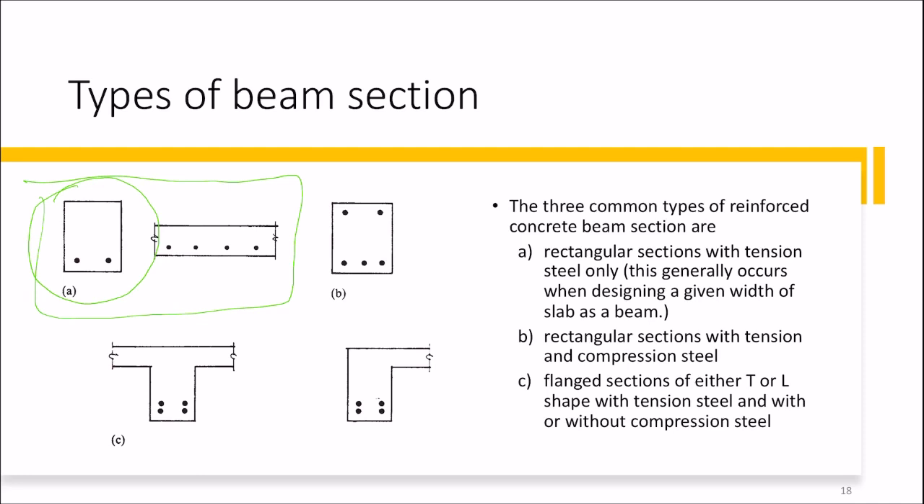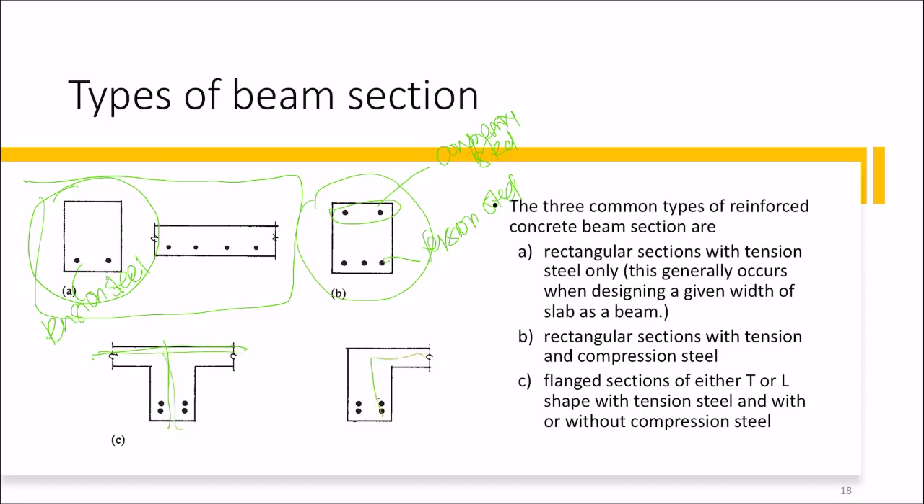And B, it is rectangular section with tension and compression steel. If you look at above here, this is what we call as compression steel. And this is tension steel. Ini dia ada tension steel sahaja. Flange section, either T or L shape, with tension steel and with or without compression steel. This is flange type of, maksudnya T lah ataupun L.